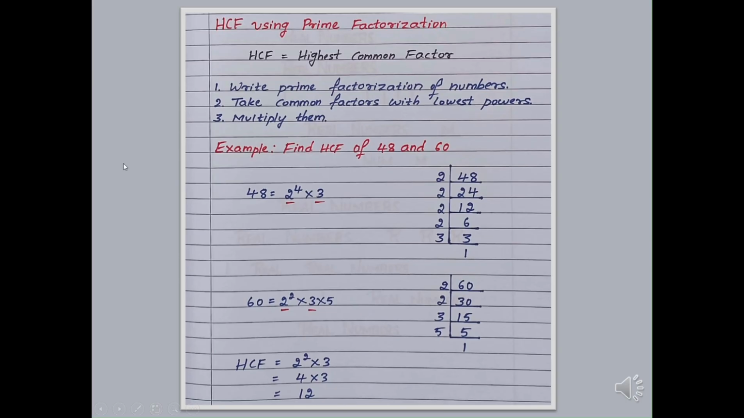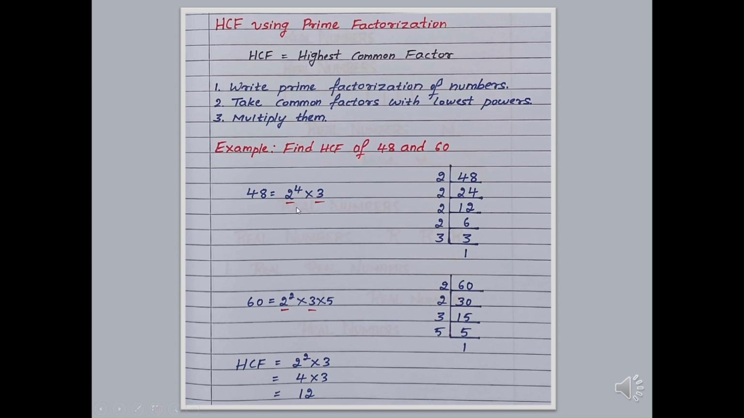Now let us learn how to find the HCF using prime factorization. HCF stands for highest common factor. To find the HCF, we first write the prime factorization of each number, then we take the common factors with the lowest powers and multiply them. Let's solve an example. Find the HCF of 48 and 60.